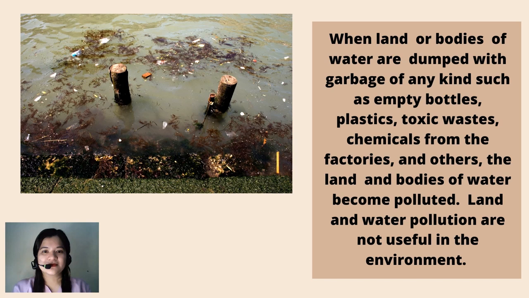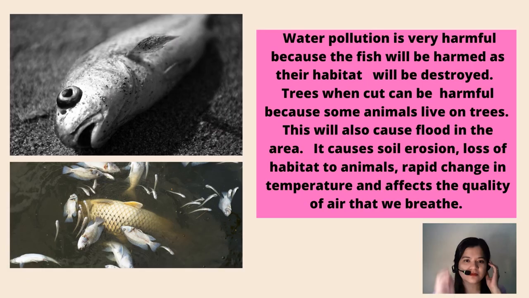When land or bodies of water are dumped with garbage of any kind, such as empty bottles, plastics, toxic waste, chemicals from the factories, and others, the land and bodies of water become polluted. Land and water pollution are not useful in the environment. Water pollution is very harmful because the fish will be harmed as their habitat will be destroyed.